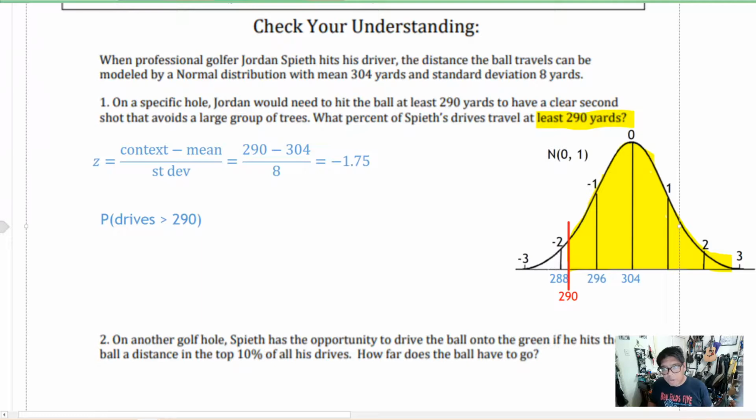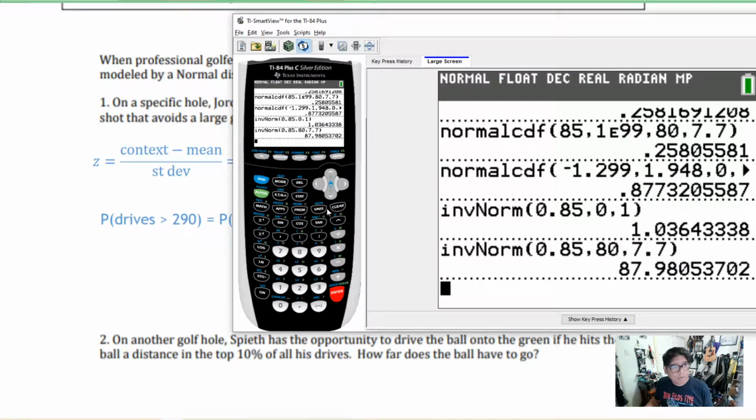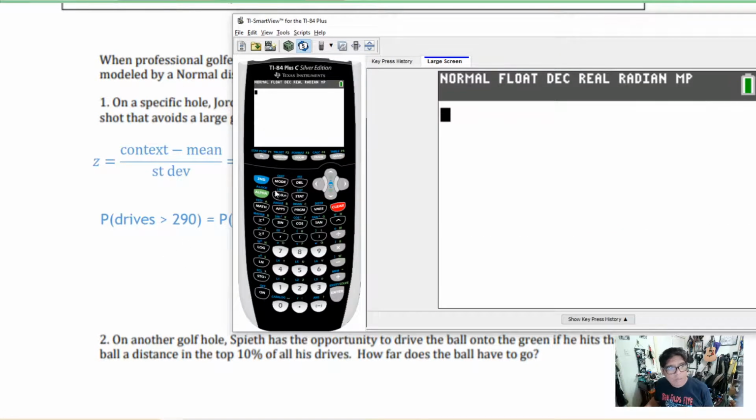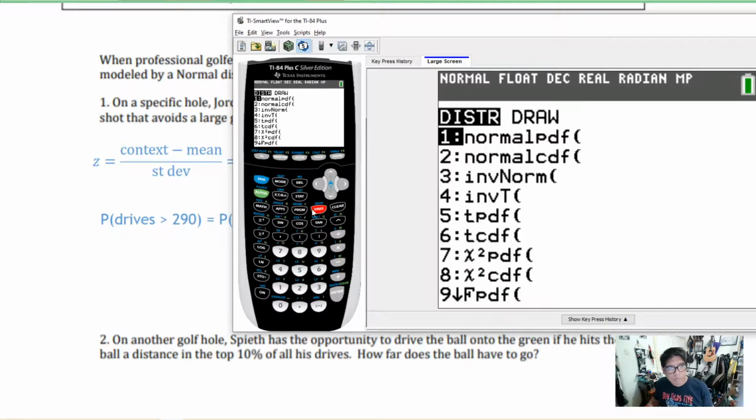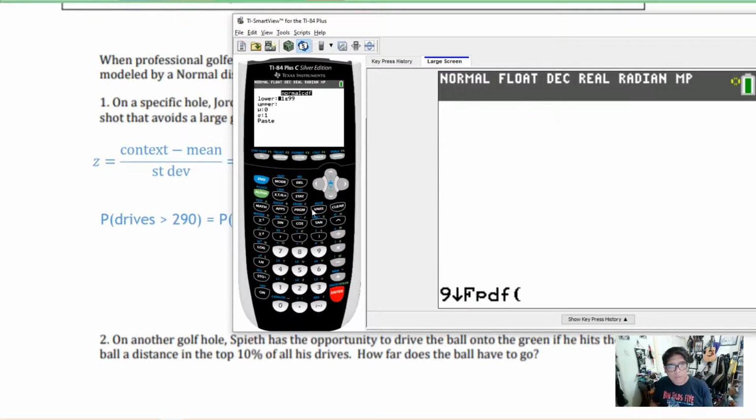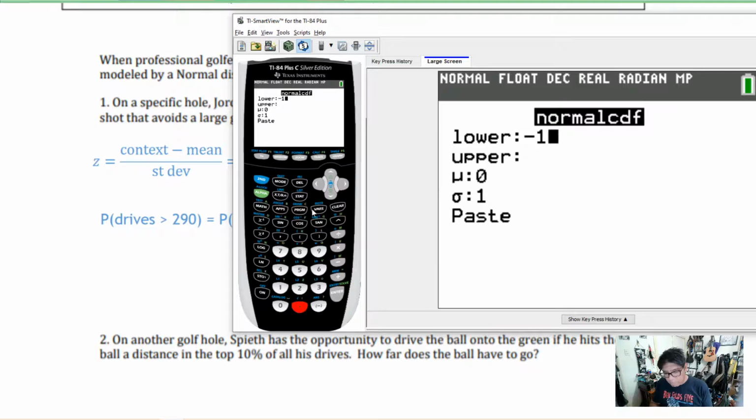The proportion or the probability of drives that are greater than 290 is equivalent to the proportion on the z-curve that's greater than negative 1.75. Grab our calculator, maybe clear off a little bit, and go to our distribution menu. And we want to know between negative 1.75 and infinity. That's 2nd, then normalcdf, comma 99.